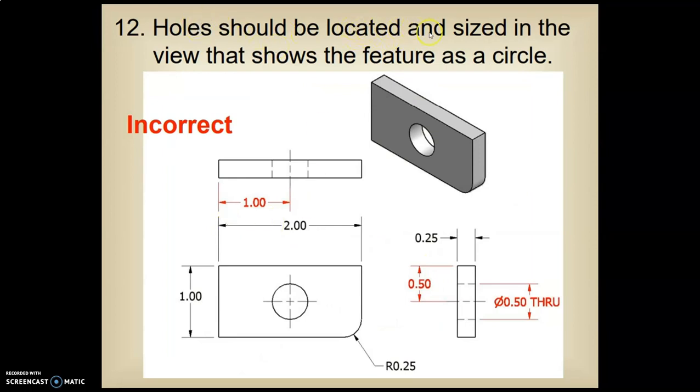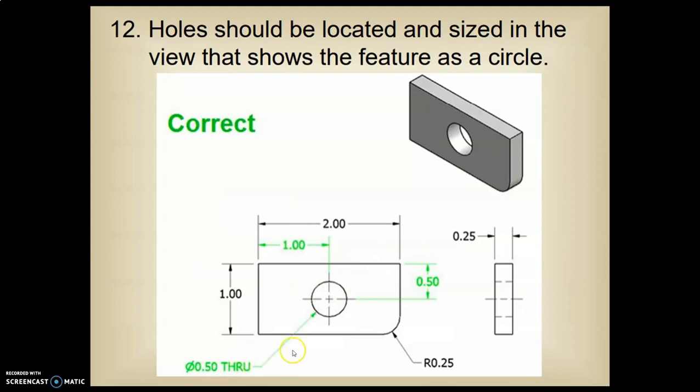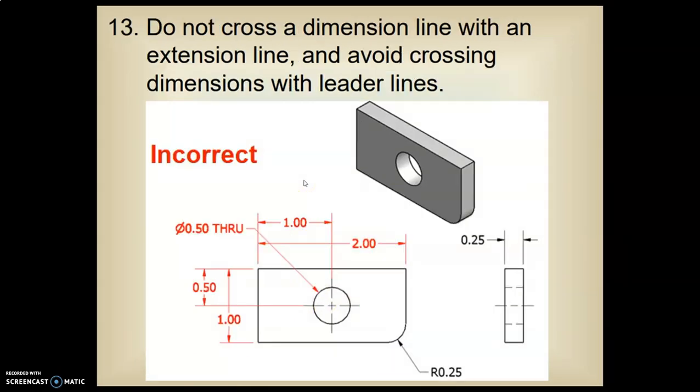Holes should be located and sized in the view that shows the feature. Do not dimension this way because we are dimensioning here to a hidden object. Better over here. Same with here. We do not dimension this here. We do not do the location here. So this is much better.